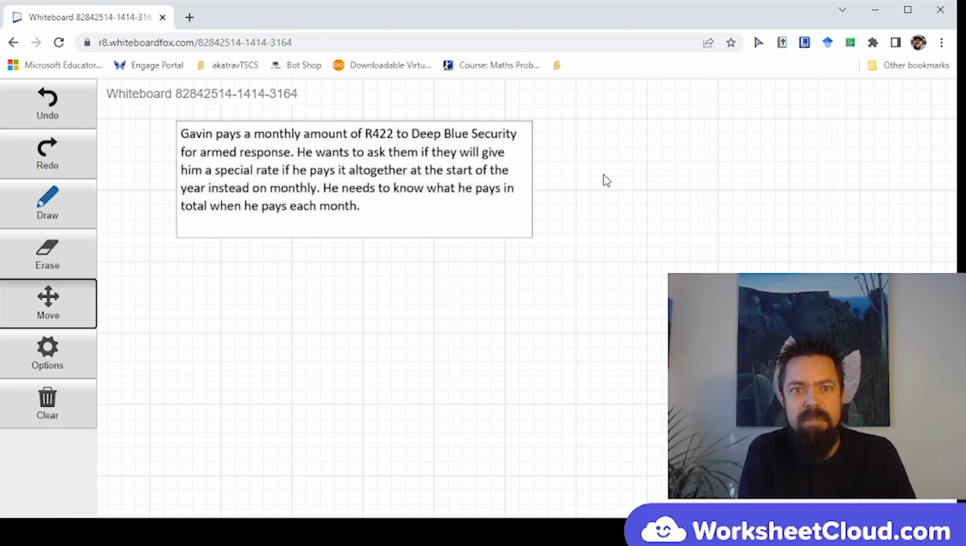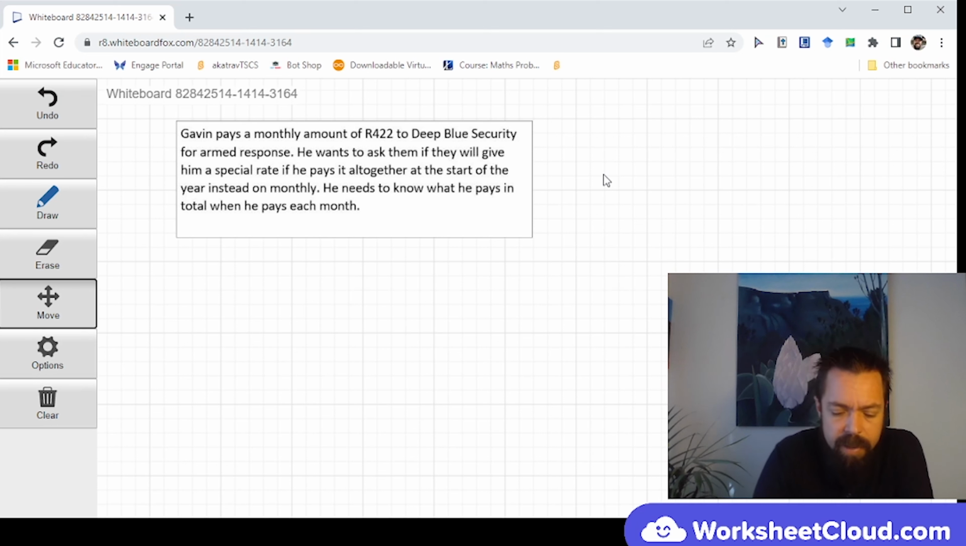Just because I think that maths fits into life so much, I'm going to tell you why they do something like that. So if Gavin gives Deep Blue Security that money altogether at the start of the year, Deep Blue Security can either invest it, put it in a bank and the bank gives them interest, so they earn money on that, or they might be able to do some expansion that will then result in them being able to earn more money. And that's why companies do sometimes offer you a discount if you pay a lump sum all at once at the beginning rather than paying it off monthly. So that's why this kind of thing would work. But anyway, back to the maths.